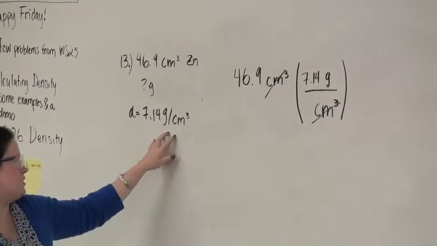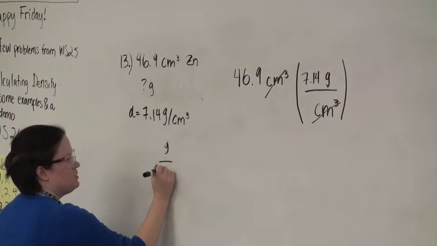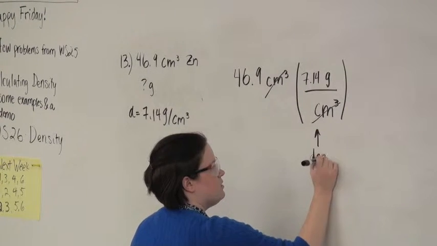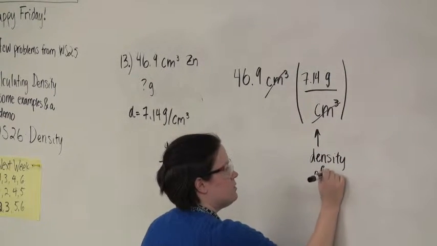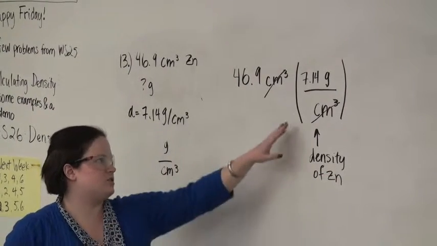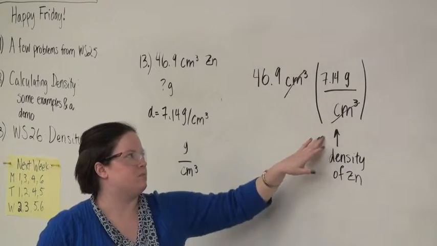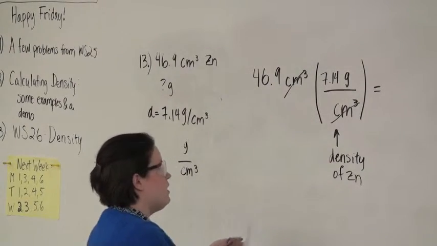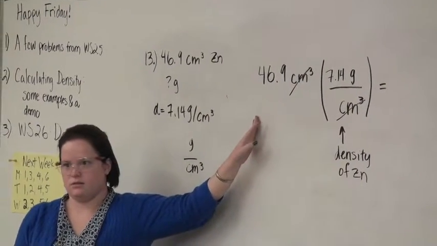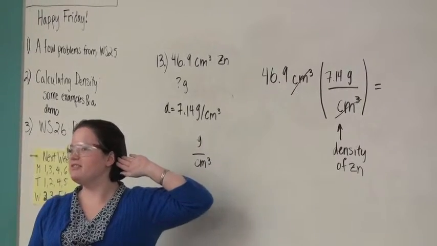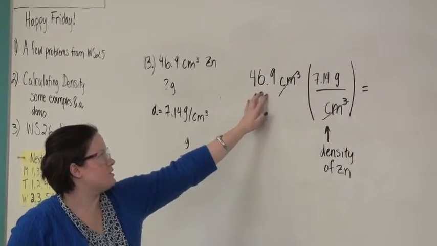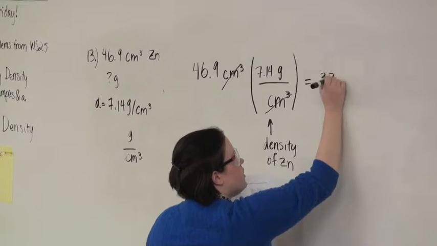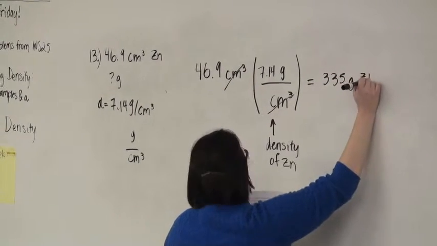Because grams per cubic centimeter, that's a fraction. That's the same thing as grams over cubic centimeter. So this right here is the density of zinc. So it's a really nice way to just convert from volume to mass by plugging in the density. So I've canceled out my cubic centimeters and I'm left with grams. And how many significant figures will I have in this answer? I hear you. 3. Good. So, because I got 3 here and 3 here, my answer is going to be 335 grams of zinc.